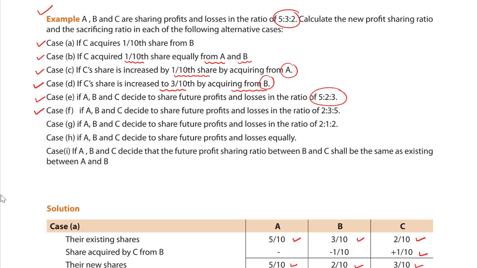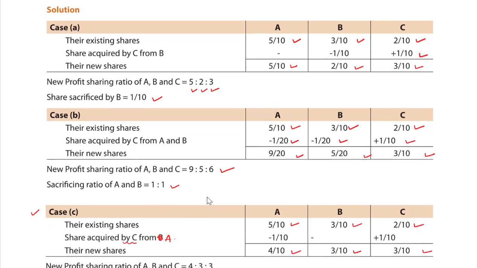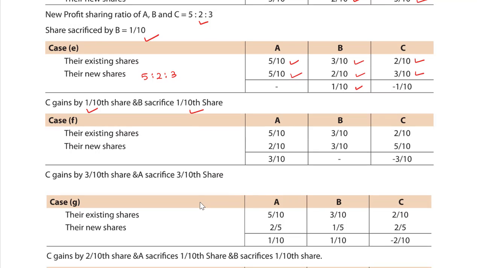Case F. If A, B and C decide to share future profits and losses in the ratio of 2 is to 3 is to 5. Their existing share is 5 by 10, 3 by 10, 2 by 10. In future they want to share in the ratio of 2 is to 3 is to 5. So 2 by 10, 3 by 10 and 5 by 10. There is no change in case of B's share.